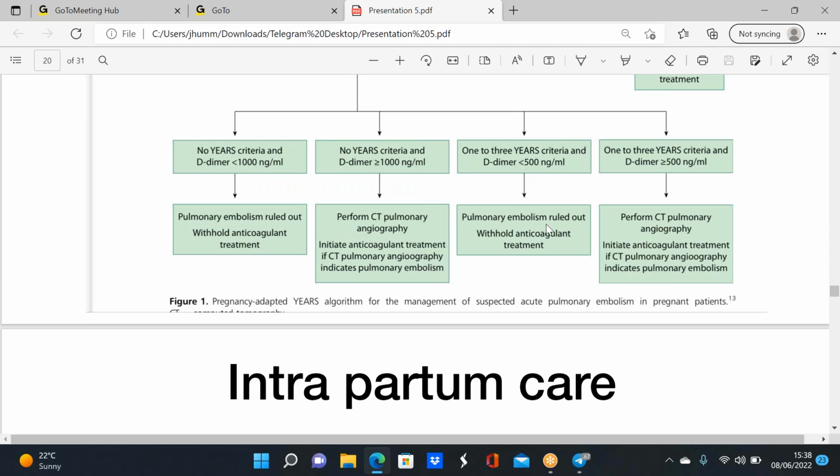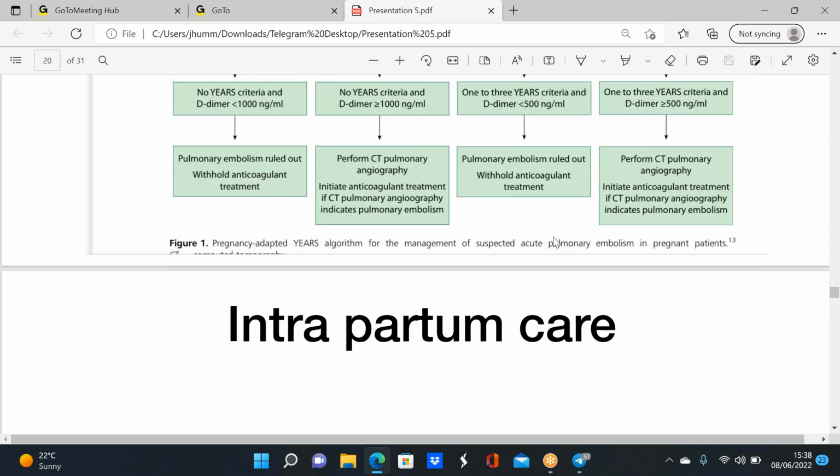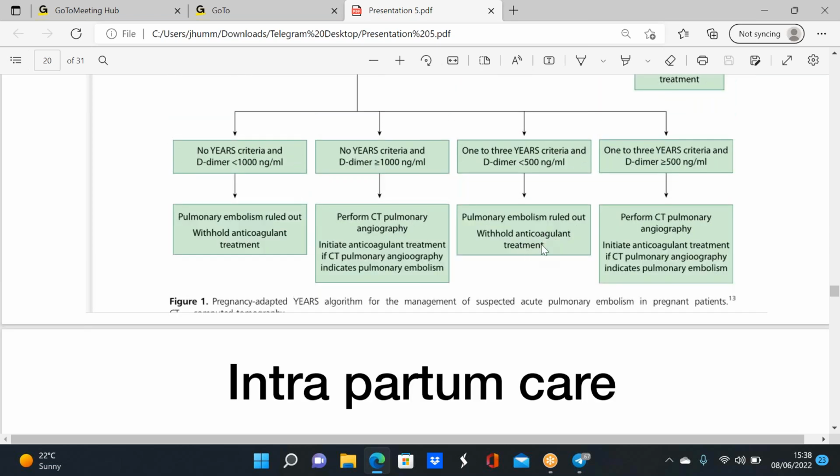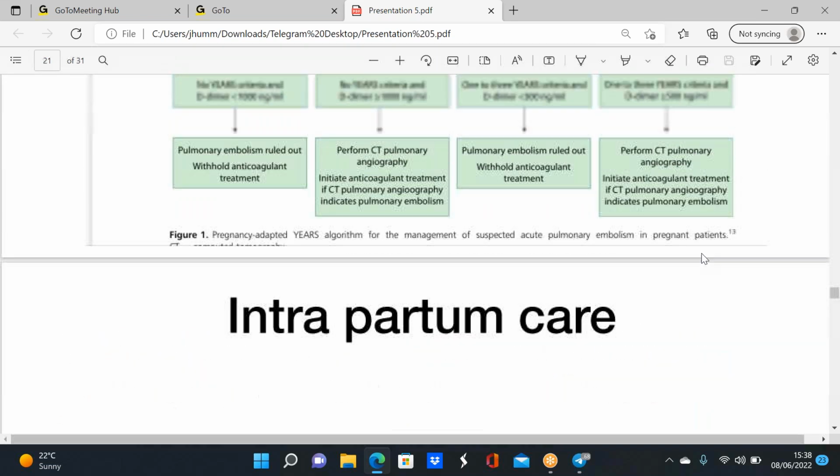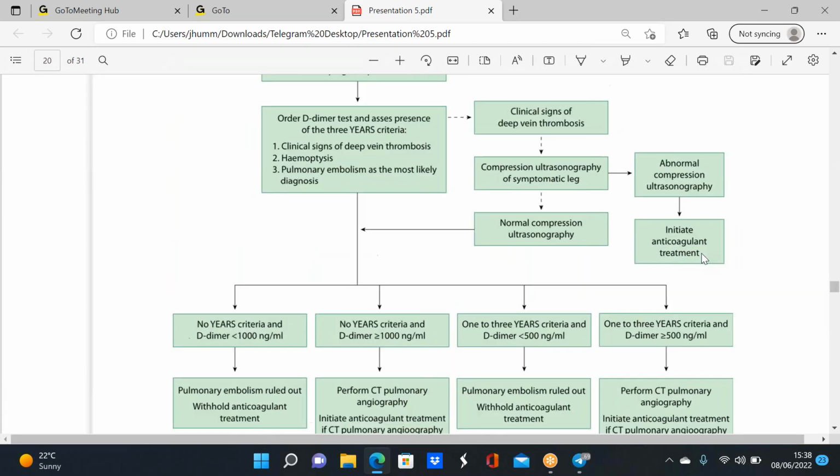Okay. If there are 1 to 3 criteria and the D-dimer is less than 500, in that case pulmonary embolism is ruled out. Withhold the anticoagulant treatment. And if there are 1 to 3 YEARS criteria and the D-dimer is more than 500, then perform the CTPA. Initiate the anticoagulant treatment if CTPA indicates embolism. So this chart also you should memorize.